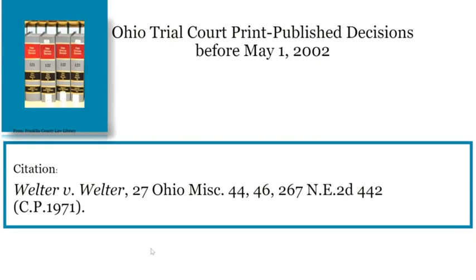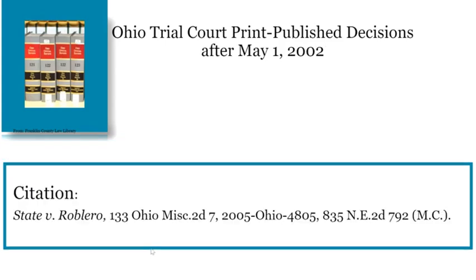So this is an Ohio trial court print published opinion prior to May 1st, 2002. You'll see the citation in the blue box, and this is telling you that you can locate this 1971 Common Pleas court case in volume 27 of Ohio Miscellaneous Reports and on page 442 of volume 267 of Northeastern 2nd.